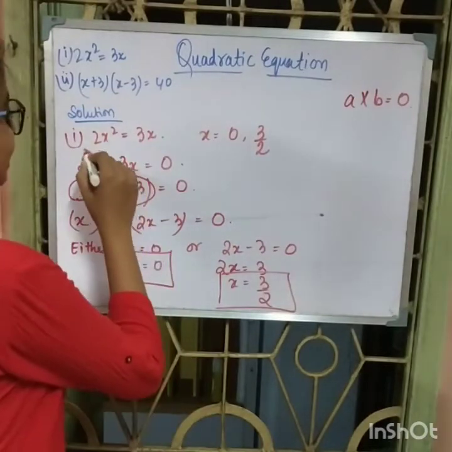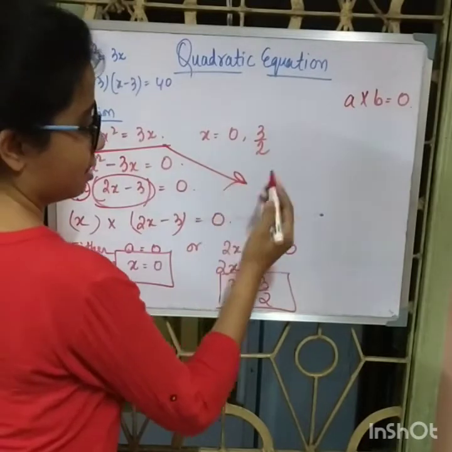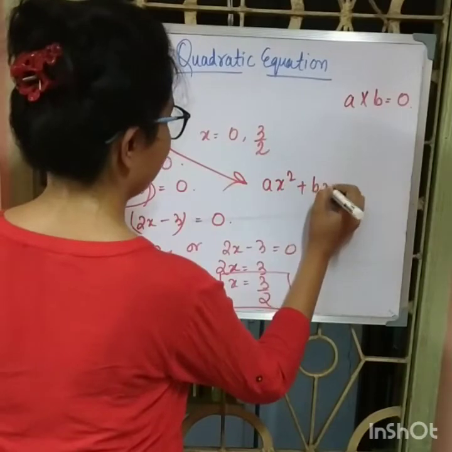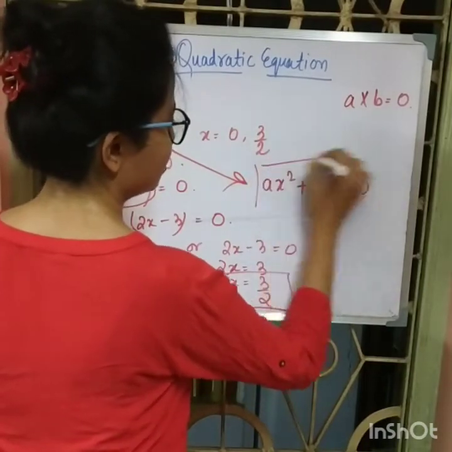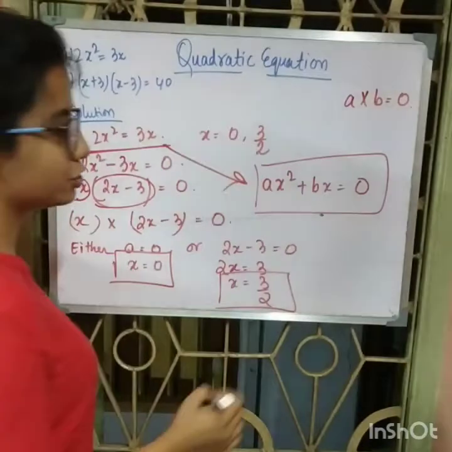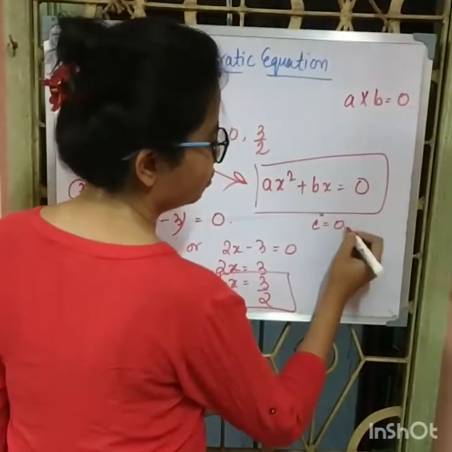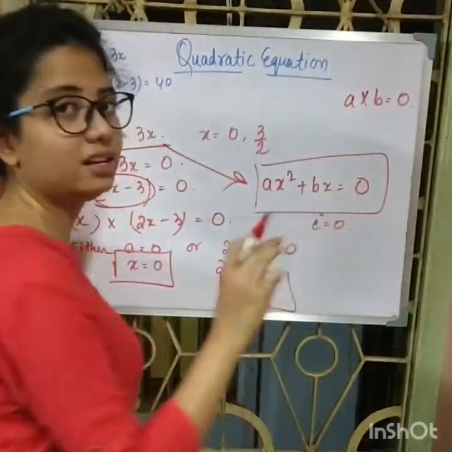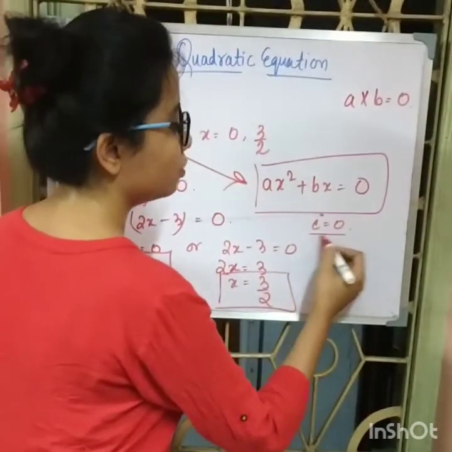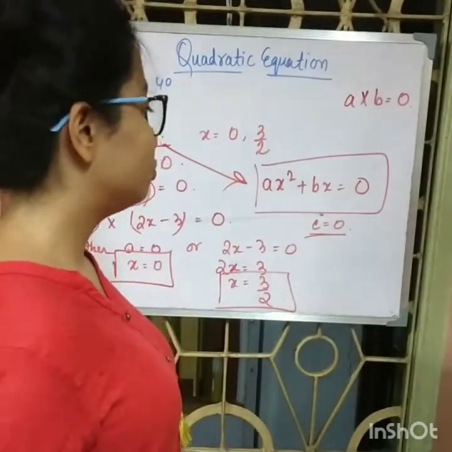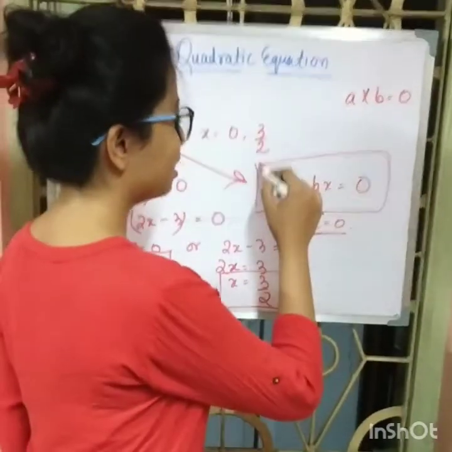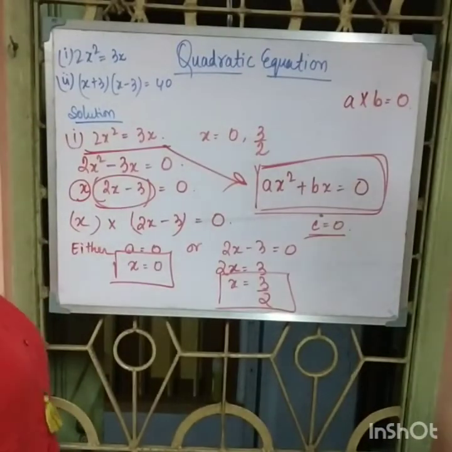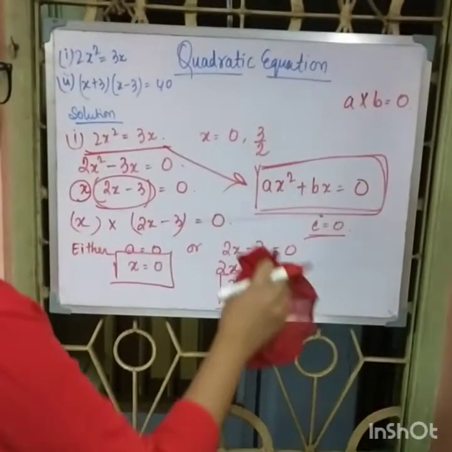So this is an example of the general form ax square plus bx is equal to 0. This is one form of quadratic equation where c is equal to 0. See? Here there is no constant part. So here we assume that c is equal to 0, and this is another form of the general form of quadratic equation. I hope it's clear.